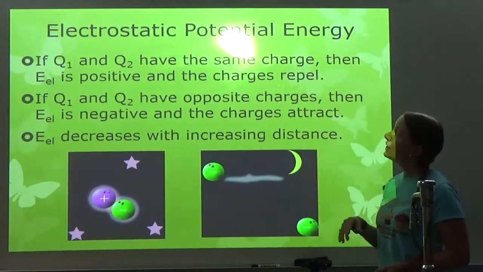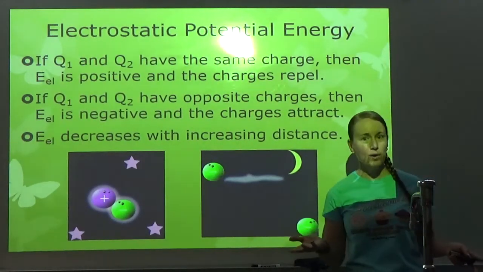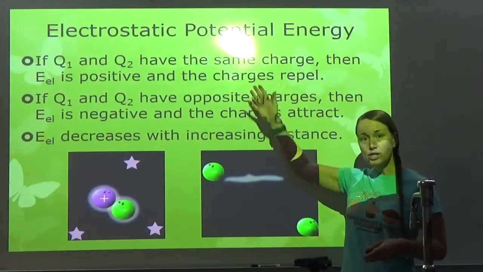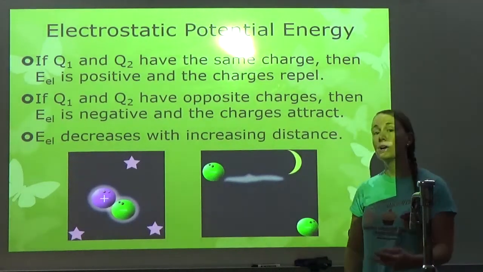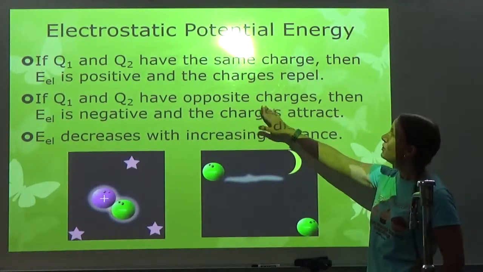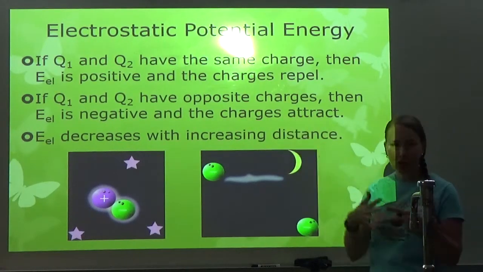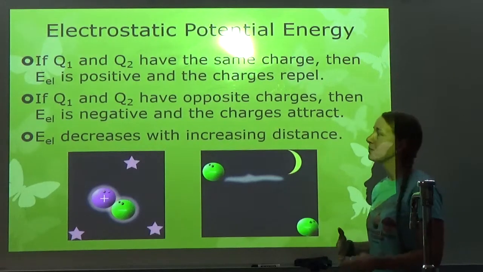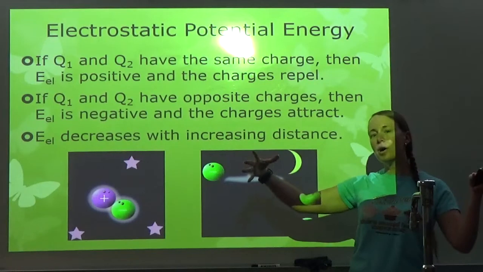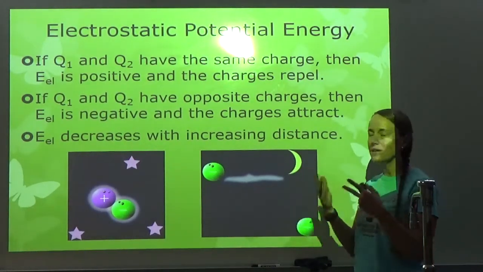So if Q1 and Q2 have the same charge, then your energy is positive and the charges repel. So we know that like charges repel. And when you have positive energy, that's considered unfavorable. You want your energy to be negative or as close to 0 as possible. So if Q1 and Q2 have opposite charges, then your energy is negative and the charges attract. So opposite charges attract. And then your energy decreases with increasing distance. So the further apart they are, the lower your energy is, of course, because they can't get that attraction.